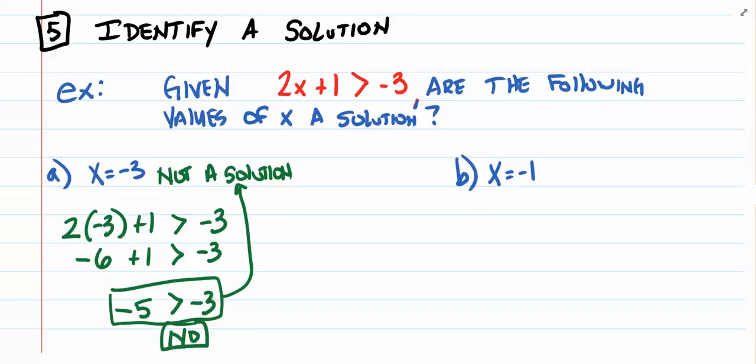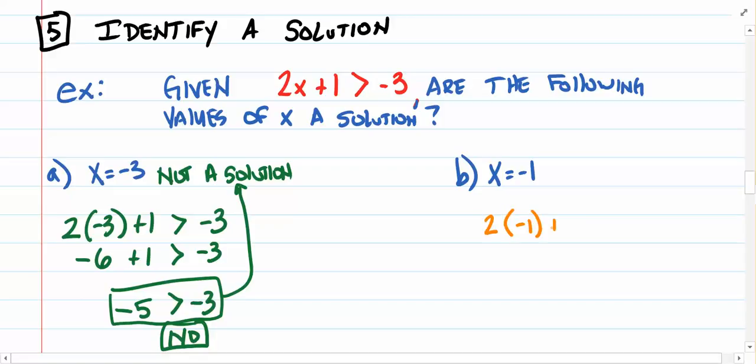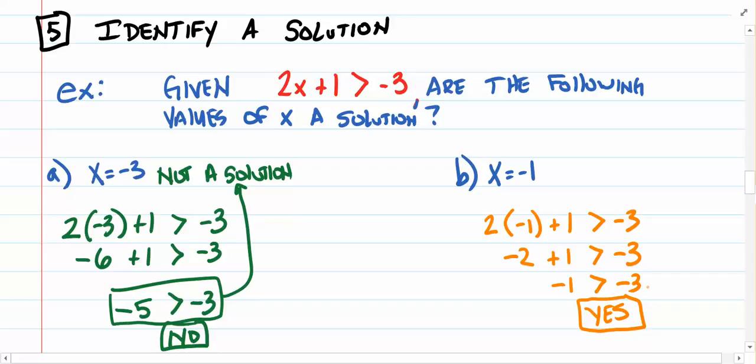Let's take a look at this one. Negative 1. 2 times negative 1 plus 1, is that greater than negative 3? 2 times negative 1 is negative 2. Negative 2 plus 1 is negative 1. Is that greater than negative 3? And the answer is yes, because negative 1 is closer to 0 than negative 3 is. Therefore, it is greater than negative 3. So therefore, x equals negative 1 is a solution.